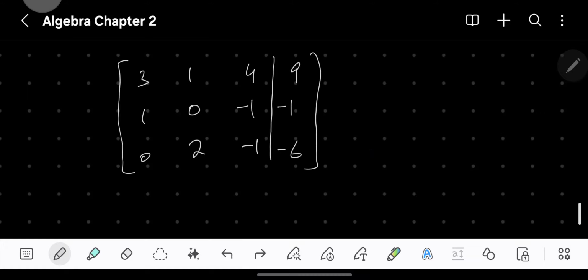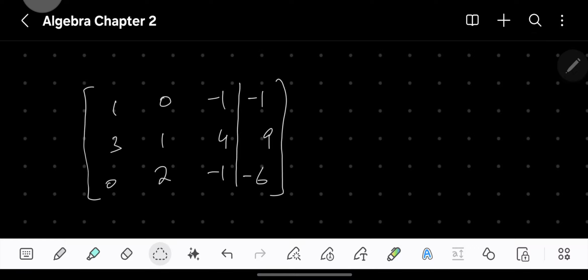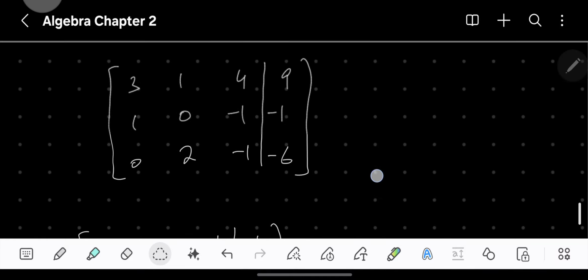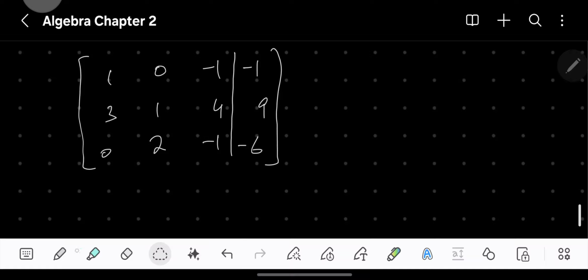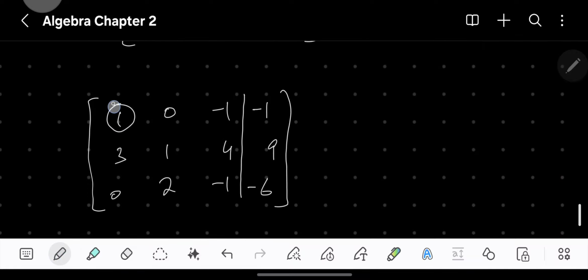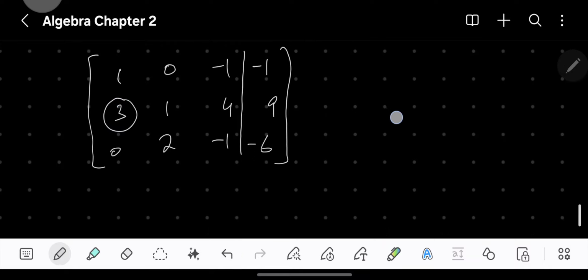Okay, so I will swap the first row with the second one. So I have swapped the first and the second row. Now here we got 1. So this is the pivot entry. Now the next target is to make everything below 0. Since this is already 0, I have to make this one 0.